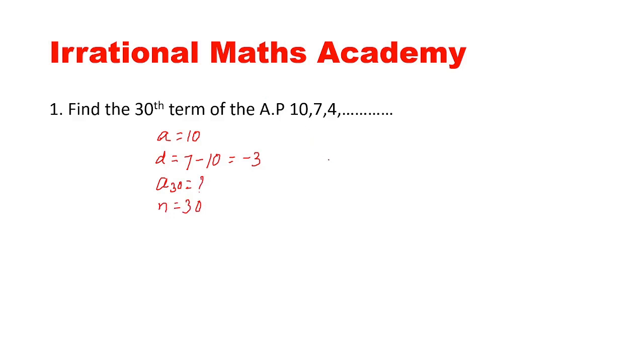What is the formula to find out the 30th term? An equals A plus N minus 1 into D. A30 equals, what is the A value? 10 plus, N value is what? 30. 30 minus 1 into D, which is minus 3. Let me write it in brackets so that I won't get any confusion. So 10 plus 29, that is 30 minus 1, 29 into minus 3.